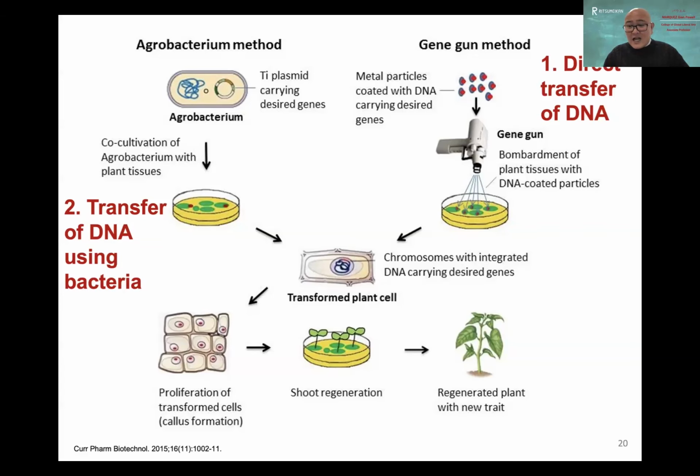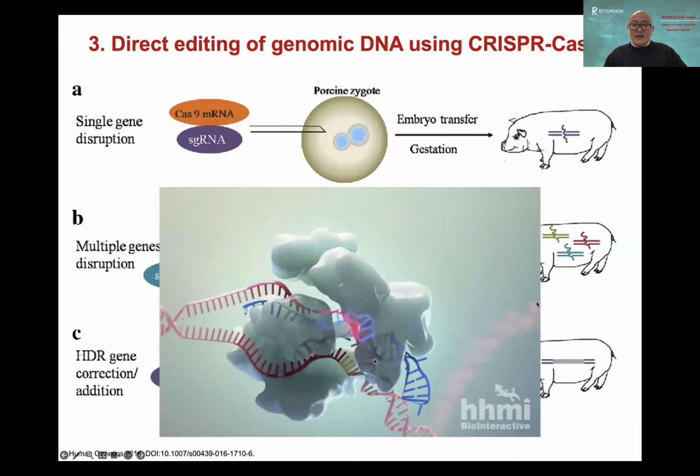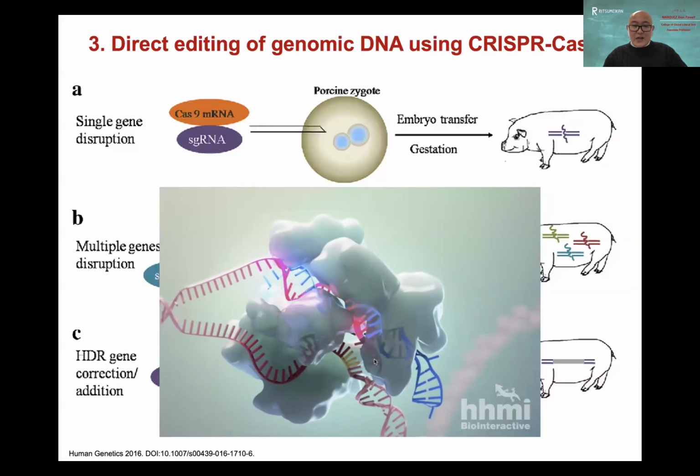That changed a lot with the discovery of CRISPR-Cas9, wherein you can directly edit genes. Using CRISPR-Cas9, it is cheap, it is fast, it is accurate, and it doesn't rely on luck. So let me show you this GIF on how CRISPR-Cas9 works.